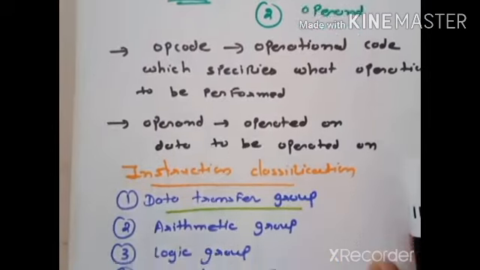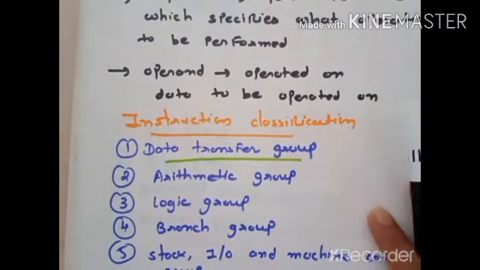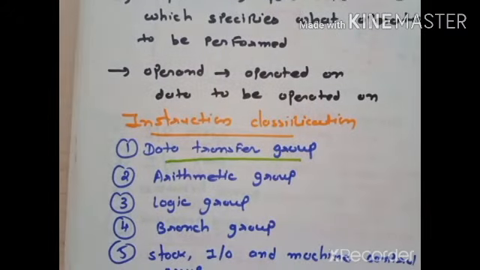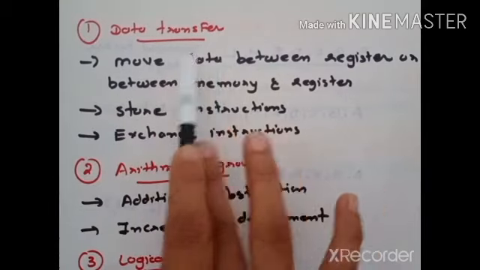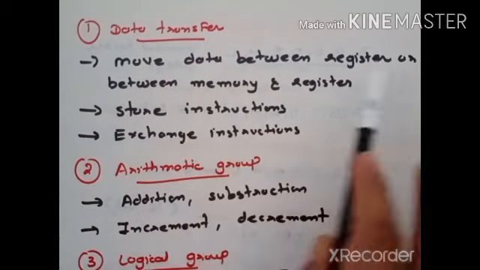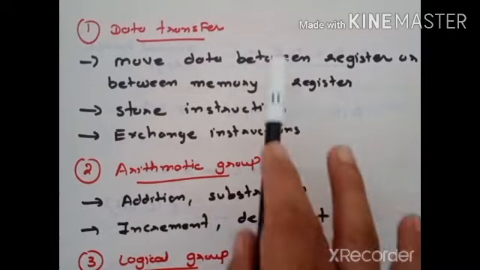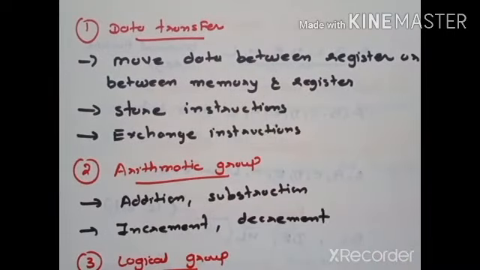Then the second part is instruction classification. Instructions are classified in 5 parts. First part is data transfer group. Second part is arithmetic group. Third part is logical group. Fourth is branch group. And fifth part is stack, input output and machine control group. First, data transfer. In the data transfer group, move means data transfer between registers or between memory and register. This type of instruction is in the data transfer group.